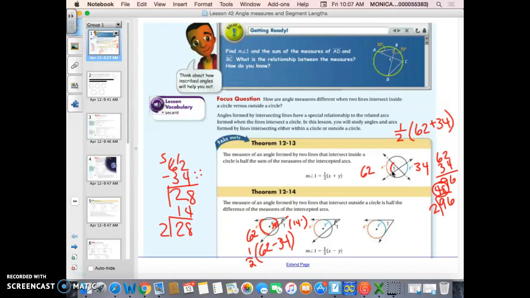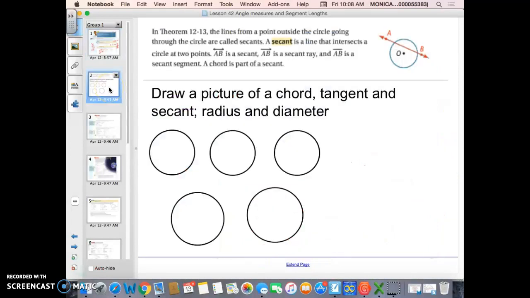You could have two tangent lines, you could have a tangent and a secant line, so on and so forth. And this is the formula used. So again, if the angle is outside, you subtract. If the angle is inside, you add. So this is to find missing angles.